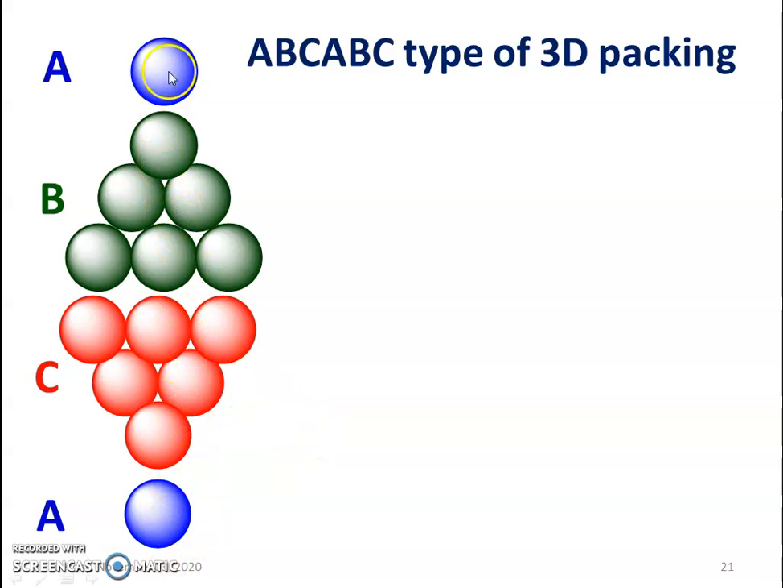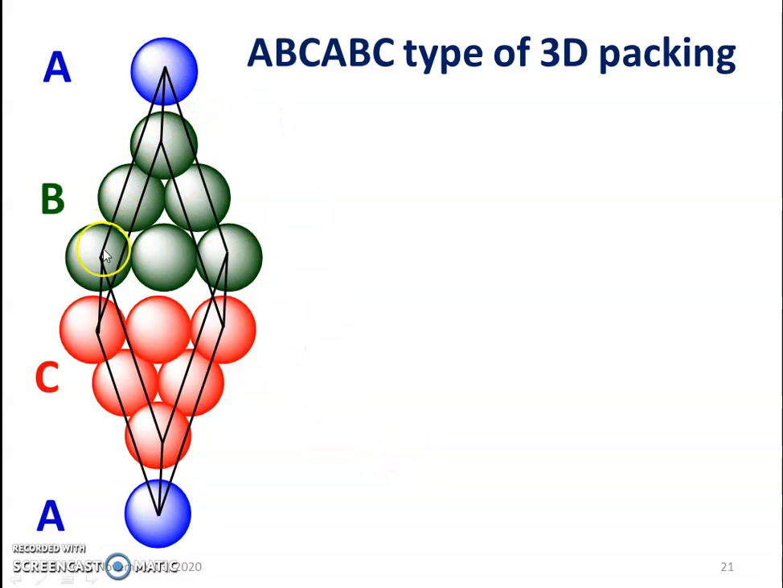Every fourth layer is the same. So with respect to this first sphere, that is A, the fourth layer is the same. So A, B, C, A, so 1, 2, 3, 4. Every fourth layer is the same. Now when we join the centers of these spheres, there is a formation of a face-centered cubic arrangement, with all these spheres occupying the corners and the centers of each face.